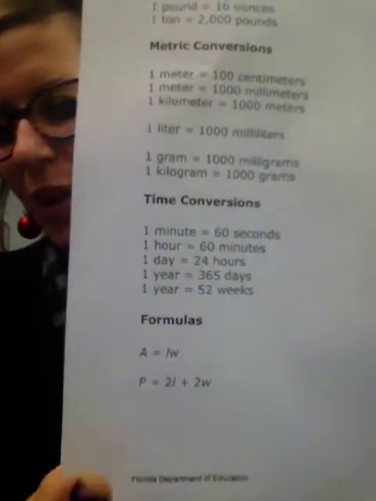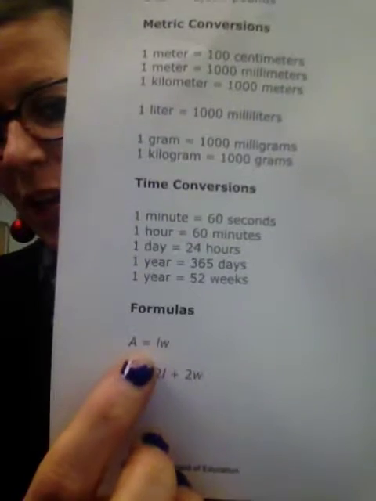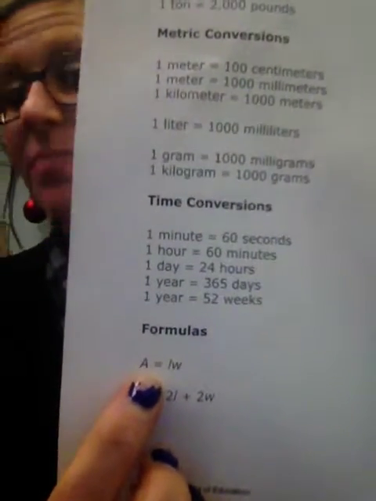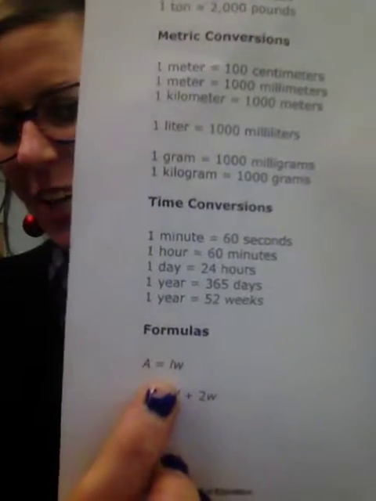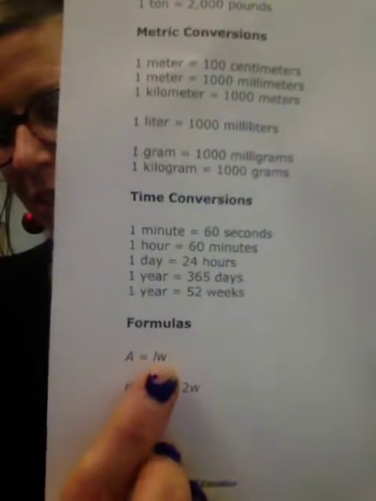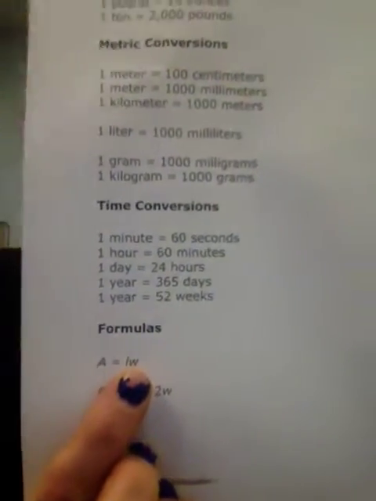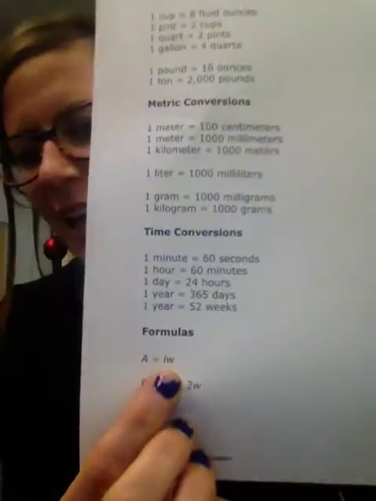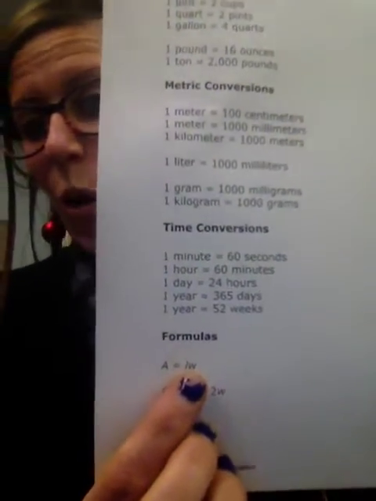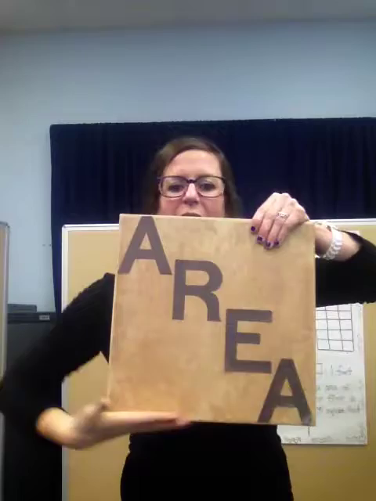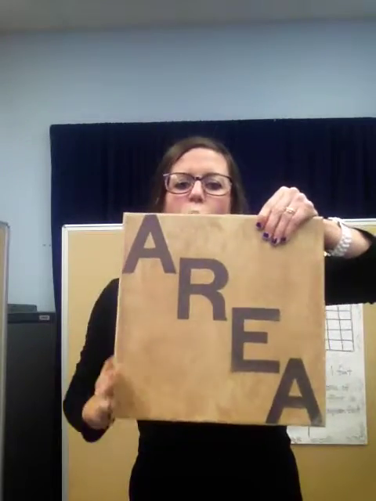I don't know what this means, but I do know that you told me I'm learning about area. So what do you think the A represents? Area, you're right. And I know that equal means the same as or equal to. So area is equal to L and W. What do you think the L and W might represent? Length and width. Excellent. So when we're talking about area, we're going to be talking about the length and the width.